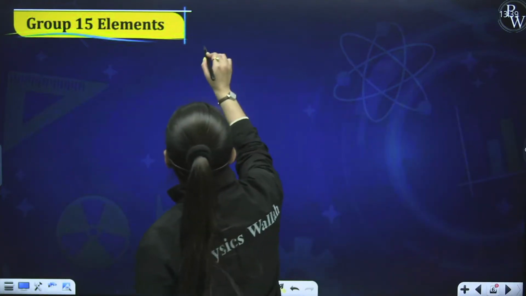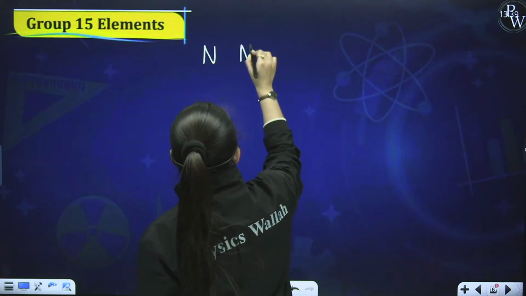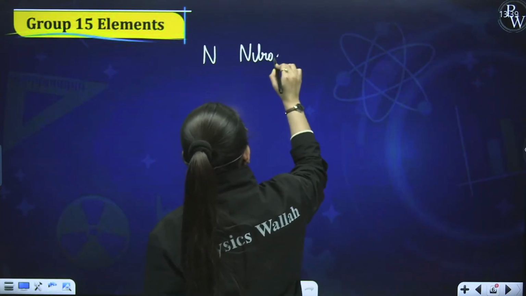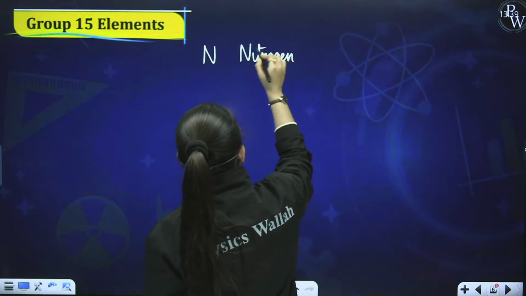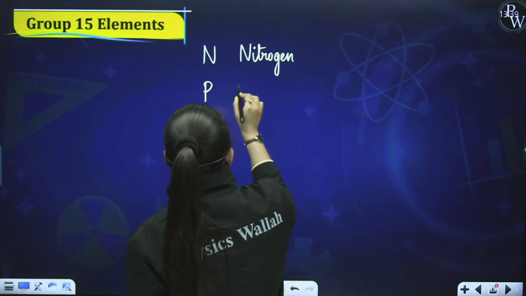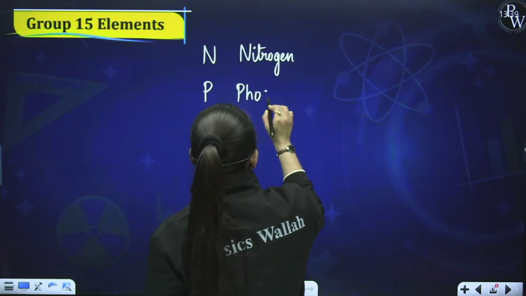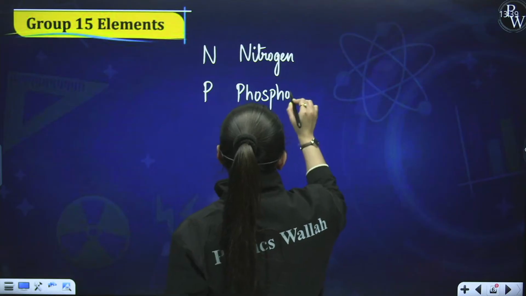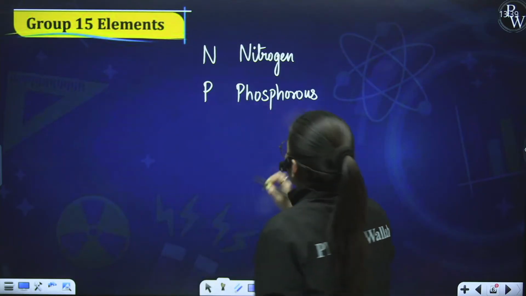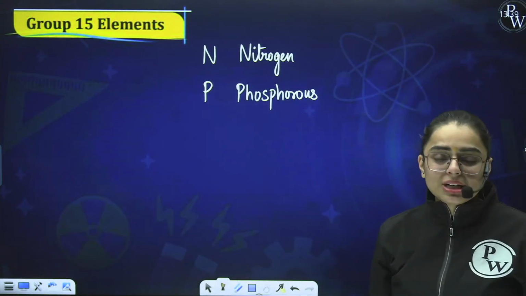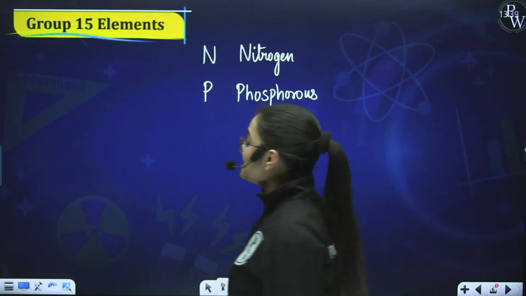It is, N is what? N is nitrogen. The initial element is nitrogen. Then comes phosphorus. You can write it with me. Nitrogen, then comes phosphorus, then comes arsenic.